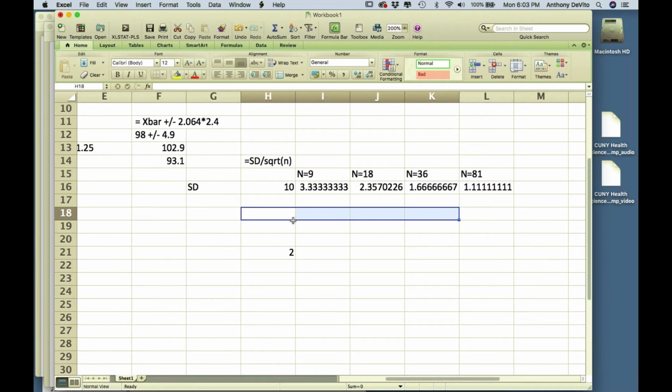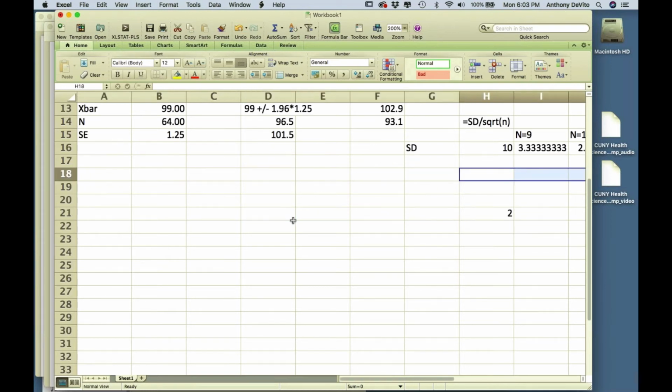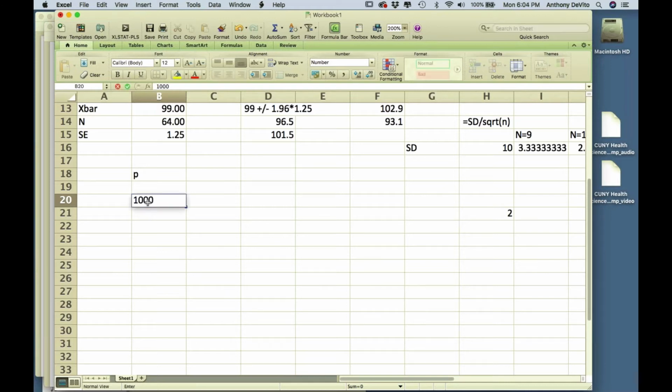Okay, the only twist on this that we run into very frequently is that we'll sometimes be working with proportions instead of means. So if we're looking at a proportion, say I told you that we took a survey of 1,000 people in New York City, and out of those 1,000 people, 450 planned on voting in the next election.